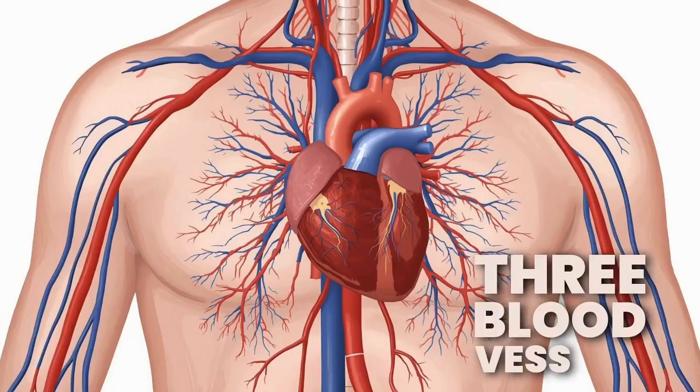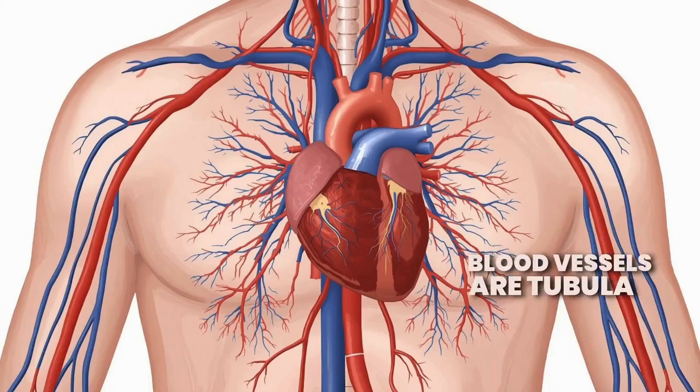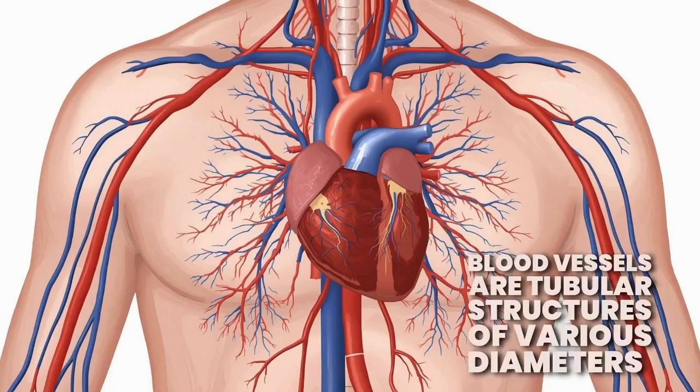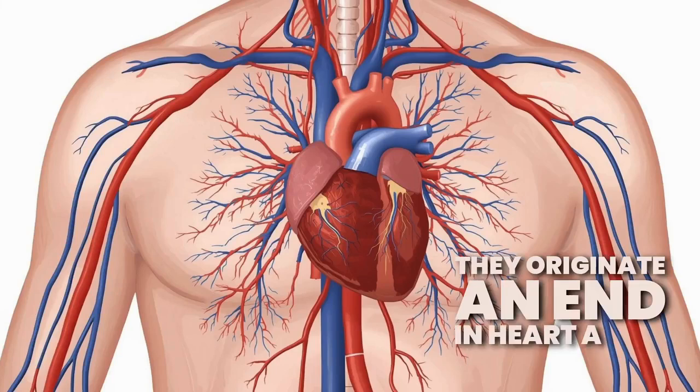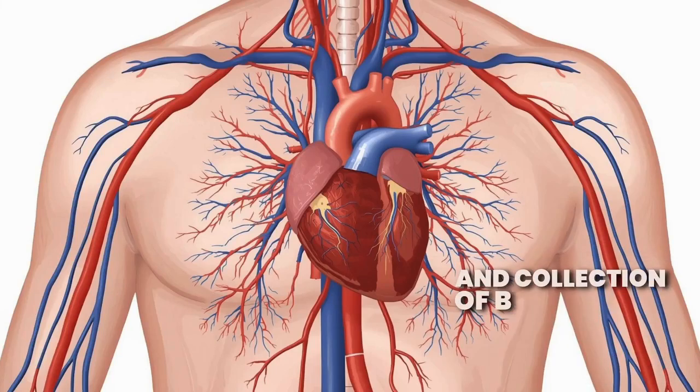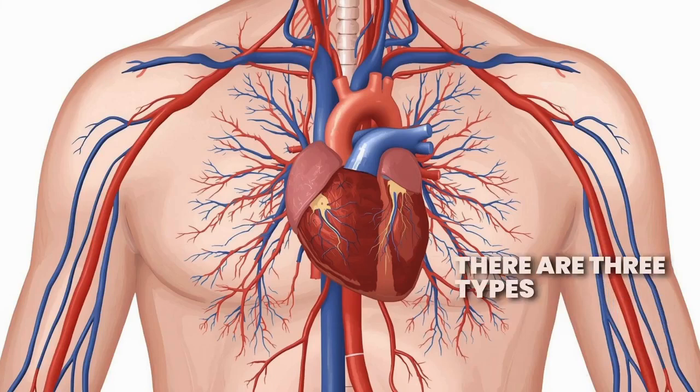3. Blood vessels. Blood vessels are tubular structures of various diameters. They originate and end in heart after distribution and collection of blood from different parts of the body. There are 3 types of blood vessels.